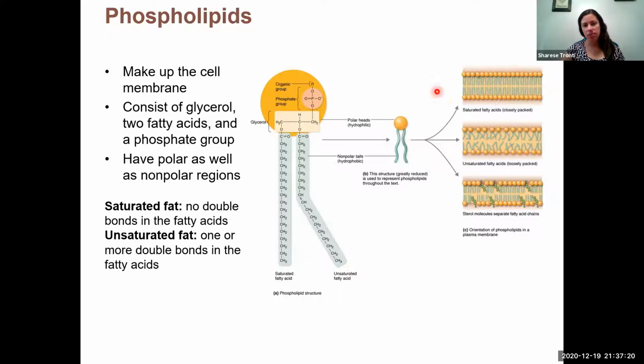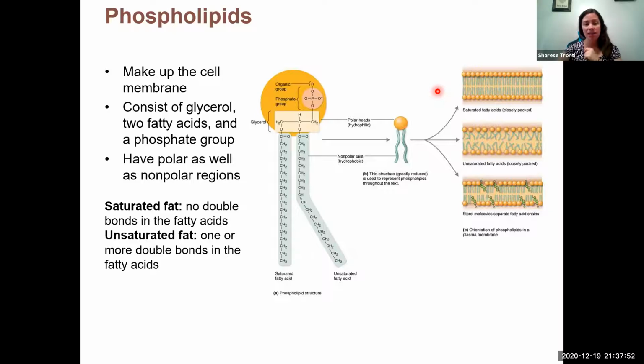So here's an example of saturated fatty acids. The phospholipids are very closely packed together. They're not going to move around as much. Something to help you remember this is butter. Butter at room temperature is typically a solid. Butter is also a saturated fat, and that's why it's a solid. It's because the saturated fats are more closely packed together, so it's a solid at room temperature.